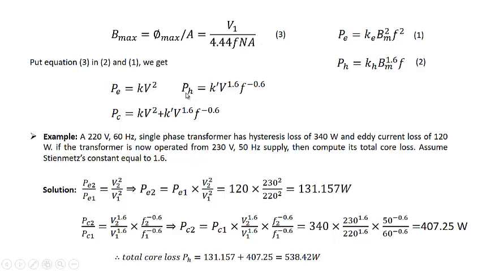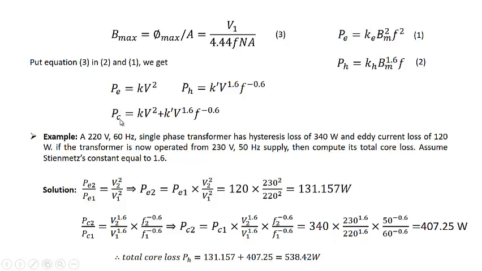So I actually derived the equation in terms of voltage and frequency only. The rest are constants. In the earlier case, it was voltage, frequency, and Bmax. So here we have eliminated the Bmax. We are only left with the voltage and frequency. And we saw that eddy current loss is independent of the frequency, and hysteresis loss is dependent upon both voltage as well as frequency.